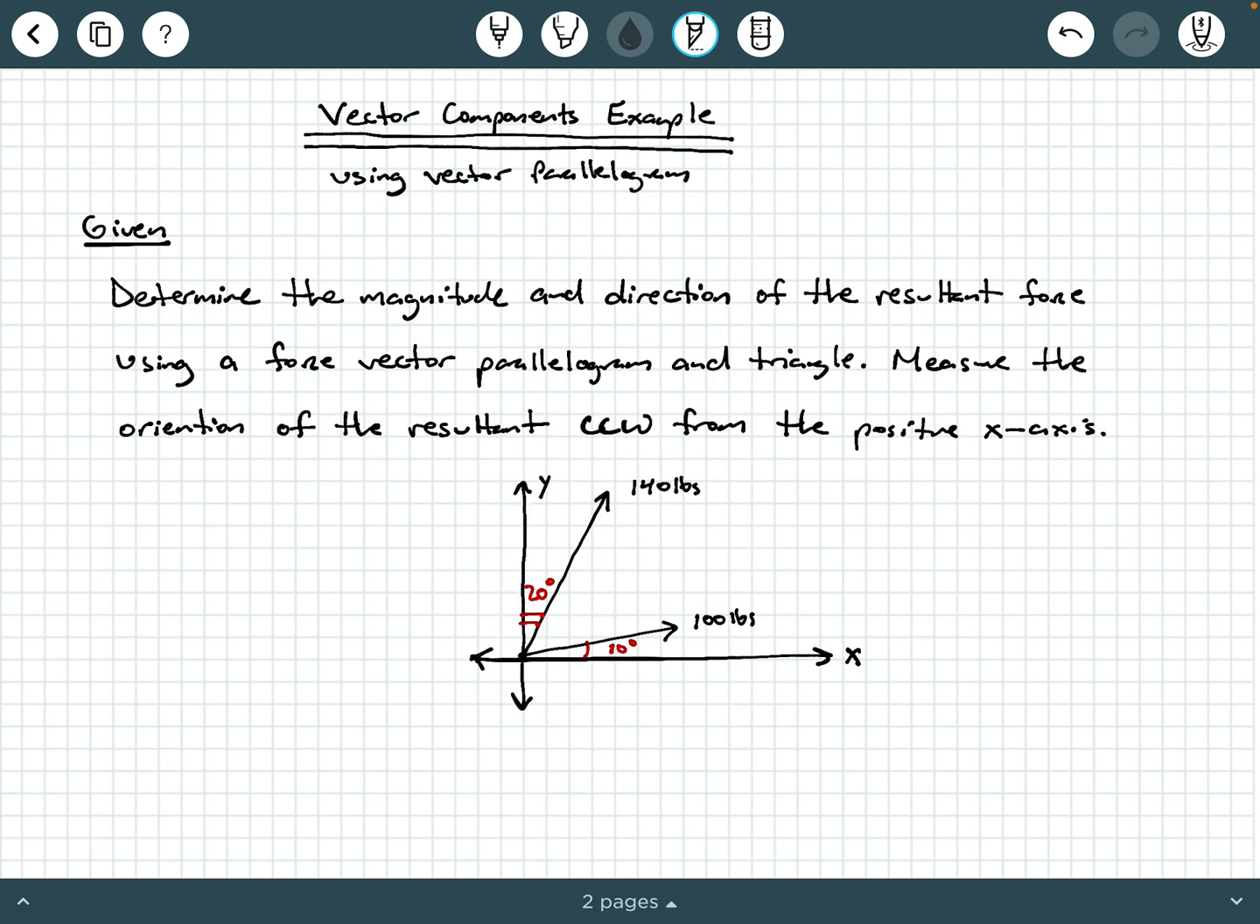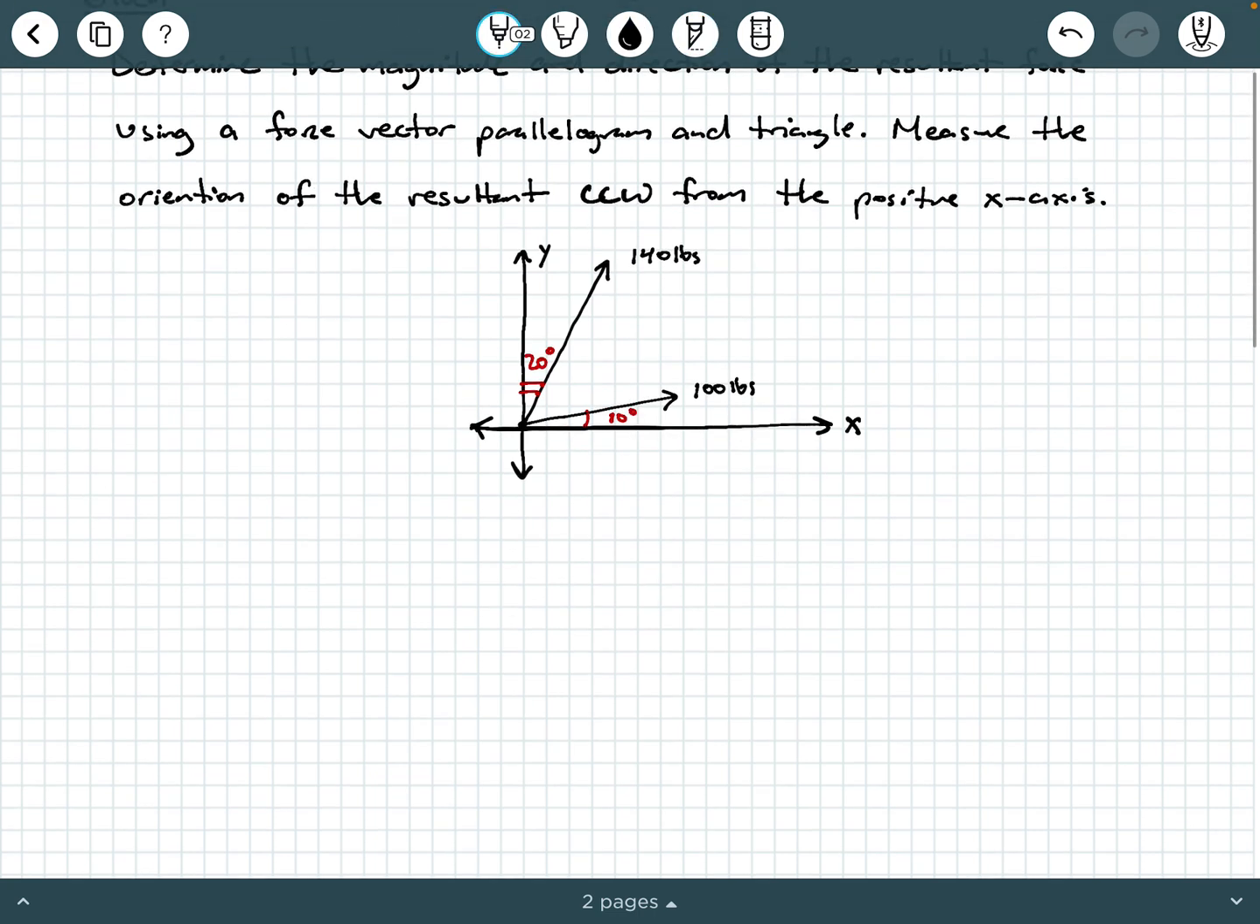Now again, we're being asked to do this using a force parallelogram and triangle. We are not looking at rectangular components for this example, so keep that in mind. So let's go ahead and get started with the solution.